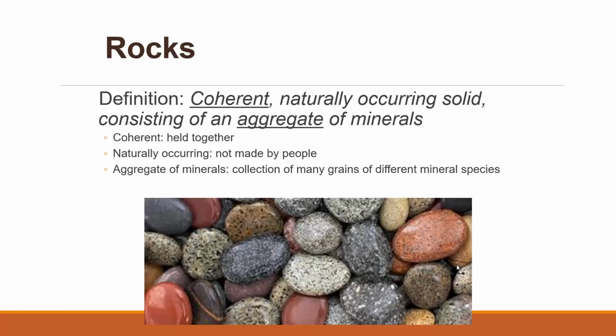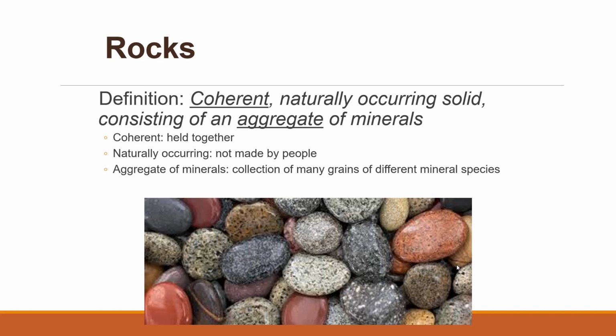A rock is defined as a coherent, naturally occurring solid consisting of an aggregate of minerals. Coherent means it holds together. Naturally occurring means it's not made by people. An aggregate of minerals means that we have many grains of minerals, sometimes different mineral species, sometimes the same mineral species. So when we look at this image, the image as a whole would not be considered a rock because it's not being held together.